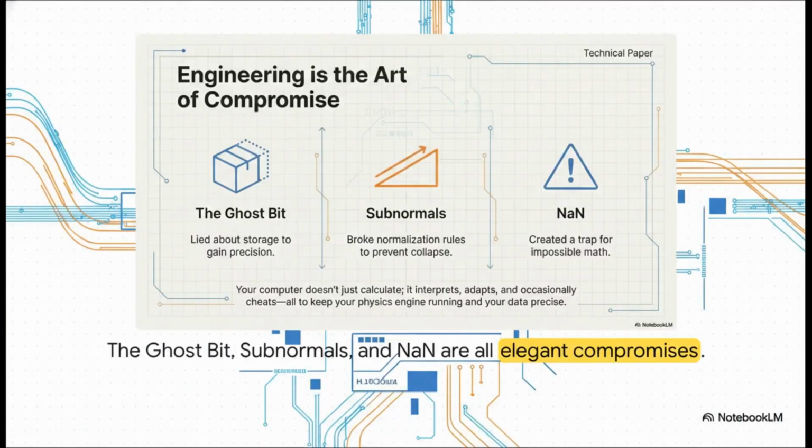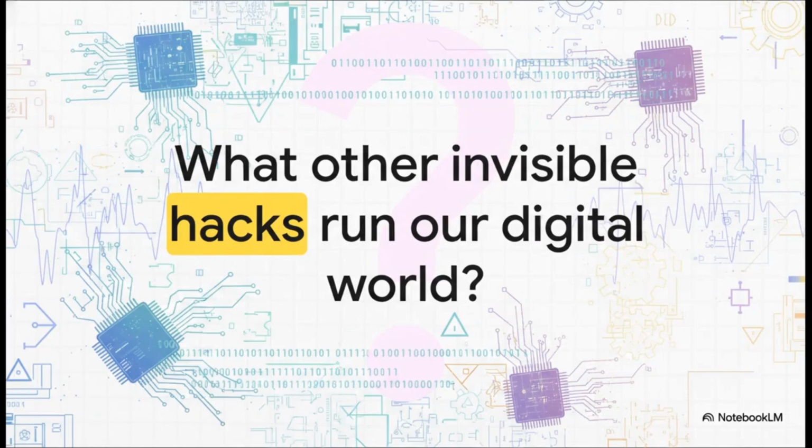Every solution we've looked at is an elegant compromise. The ghost bit lies about what's being stored to give us free precision. Subnormals break the rules of normalization to stop the whole system from collapsing near 0. These aren't flaws in the system, they're the very definition of great engineering, the art of the intelligent trade-off. And that kind of leaves you wondering, doesn't it? These hardware hacks are completely invisible to us day to day, but they are absolutely fundamental to how our digital world works. What other clever compromises are quietly running everything under the surface, constantly balancing mathematical perfection with messy physical reality?